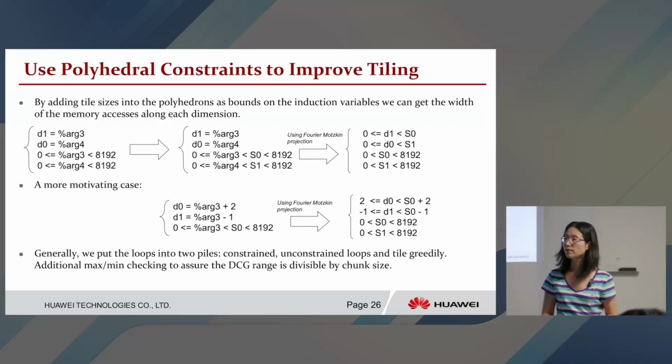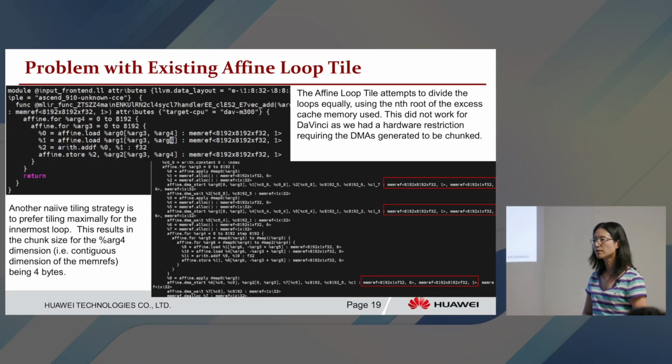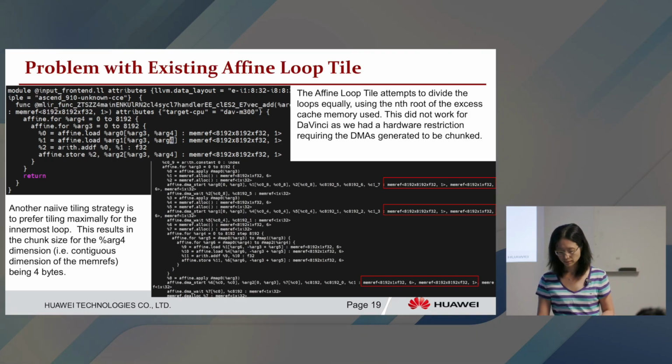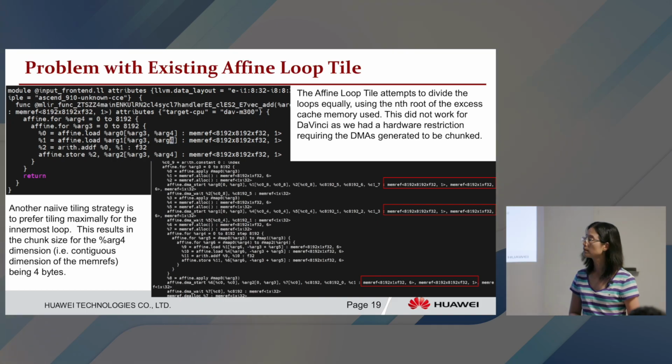So I think that's it. If you have different memory access patterns, so you have a load where arg4 is the innermost and one where it's not the innermost, what's your strategy to handle those kinds of cases?